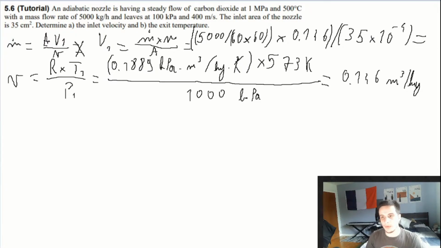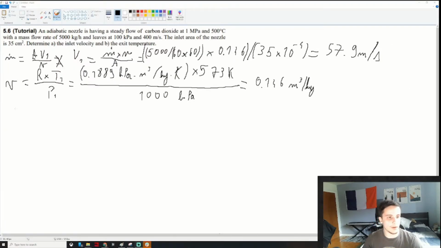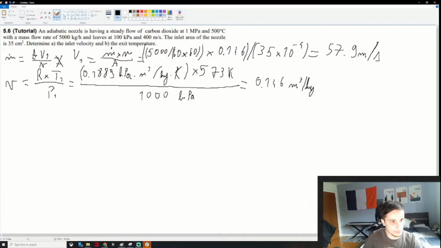And that will give you an inlet velocity of 57.9 meters per second. That's your V1. There we go. That's a lot better. Okay, so for the second part, that was part A. Now for part B.